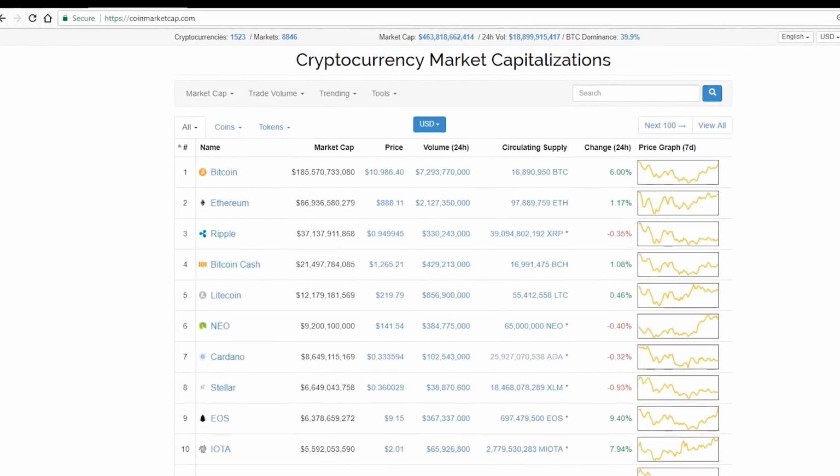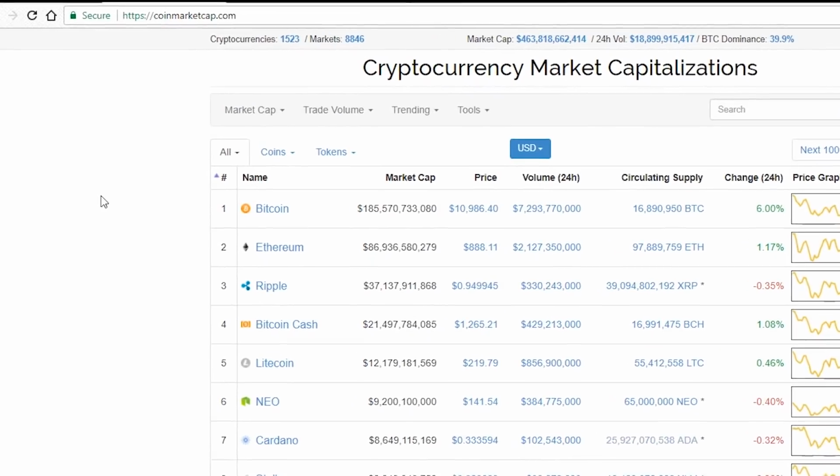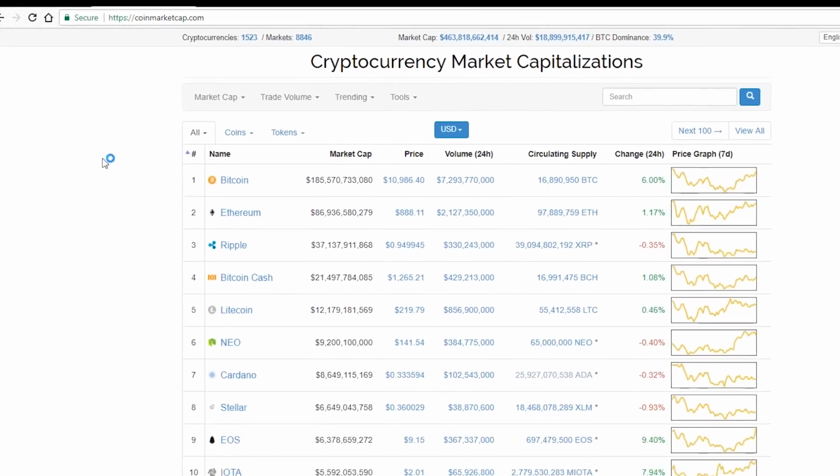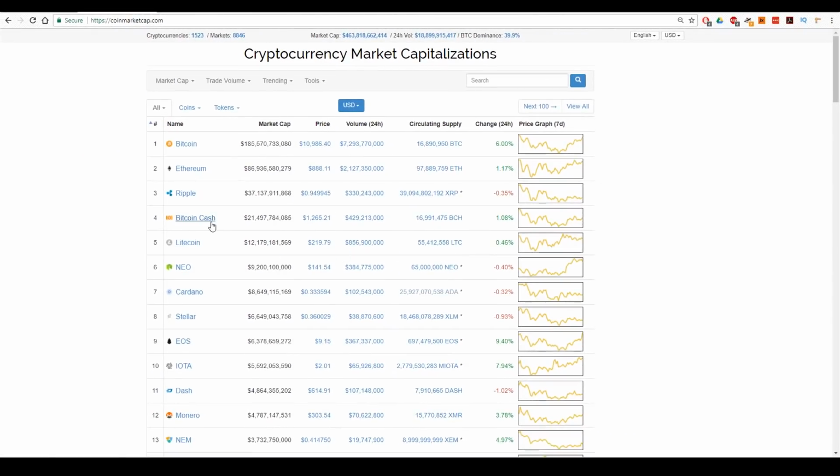Alright guys, so the first thing you're going to want to do is come to CoinMarketCap.com. It's CoinMarketCap.com. So you'll see it up in the bar here, but I'll also put a link down in the description. Okay, so this is the main landing page. This is what you're going to see.